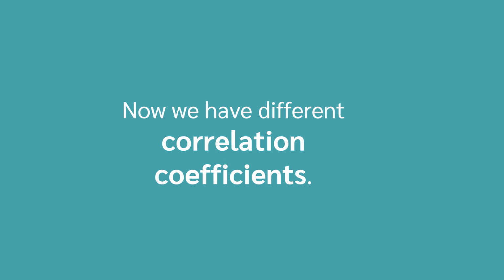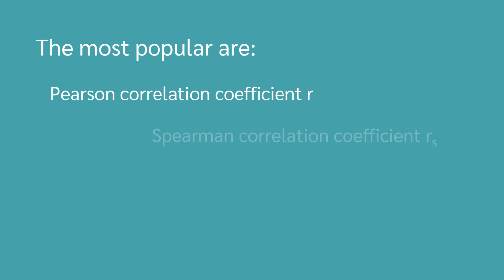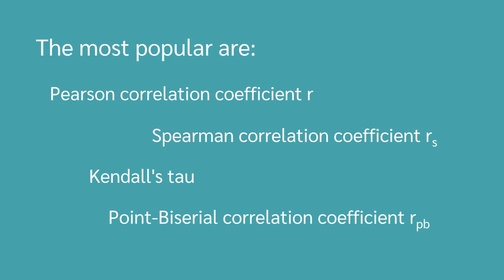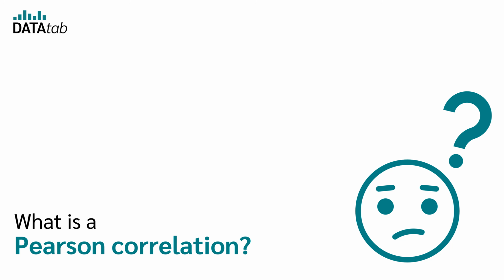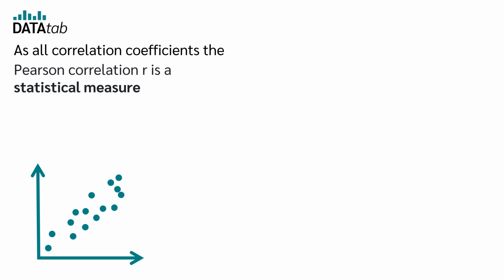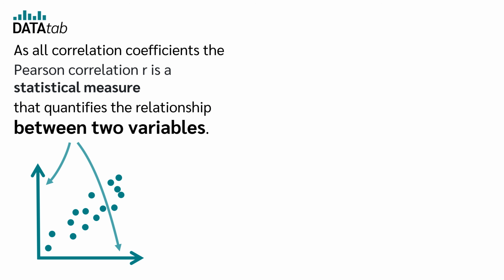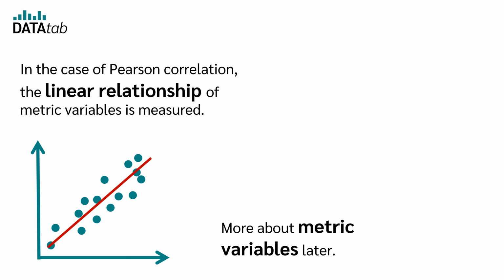Now we have different correlation coefficients. The most popular are the Pearson Correlation Coefficient R, Spearman Correlation Coefficient RS, Kendall's Tau, and Point Biserial Correlation Coefficient RPB. Let's start with the first, the Pearson Correlation Coefficient. What is a Pearson correlation? As with all correlation coefficients, the Pearson correlation R is a statistical measure that quantifies the relationship between two variables. In the case of Pearson correlation, the linear relationship of metric variables is measured. More about metric variables later.